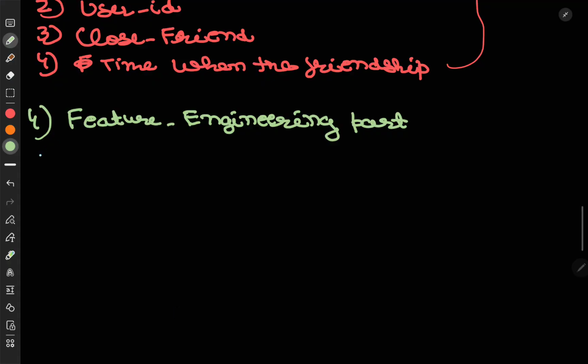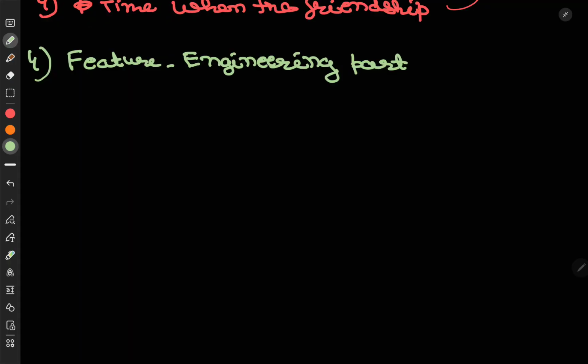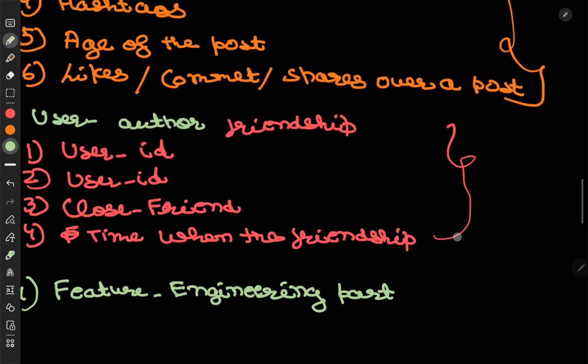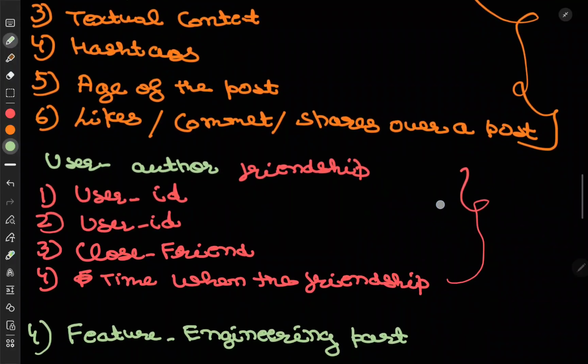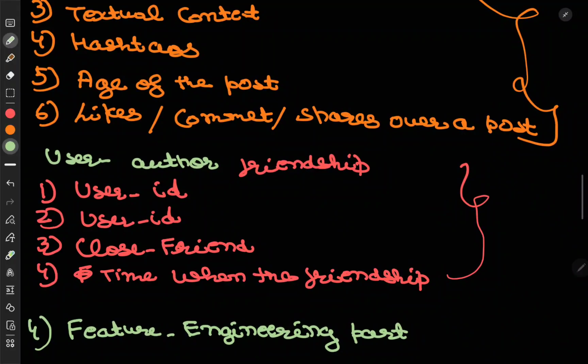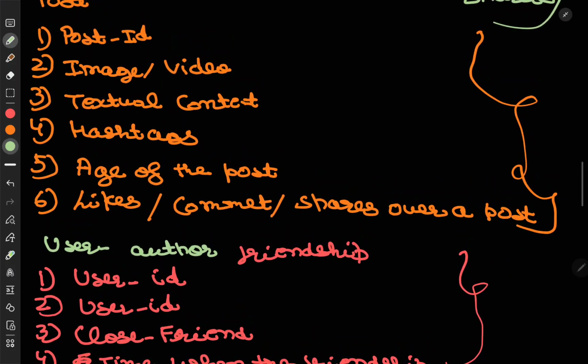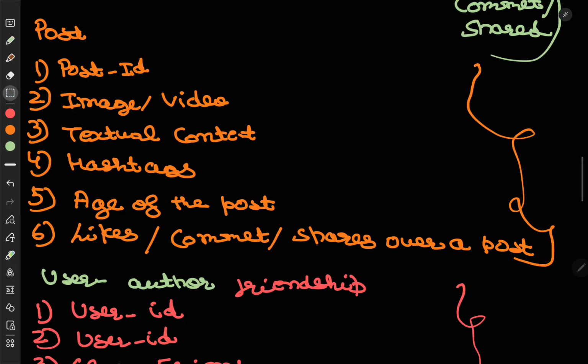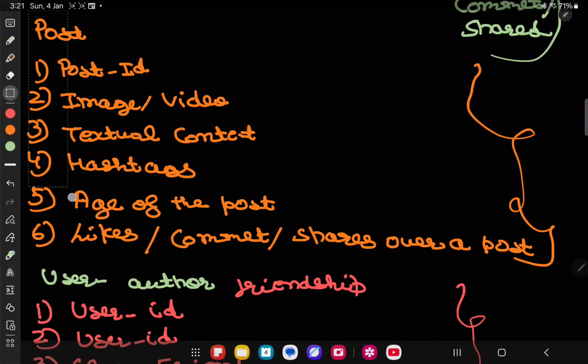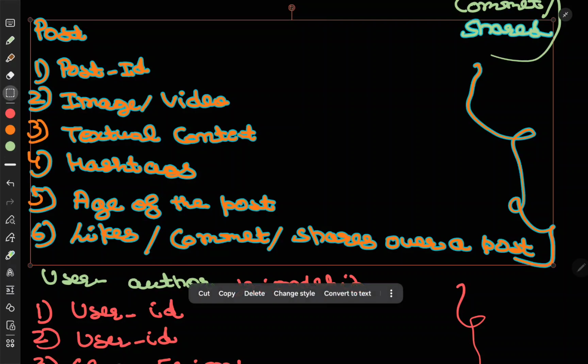So if you see here, we had our data related to multiple things like user, post, and user author friendship. How do we convert them into features that can be used by our model? Here we have data with respect to post, so let's see how we will convert it into proper features.